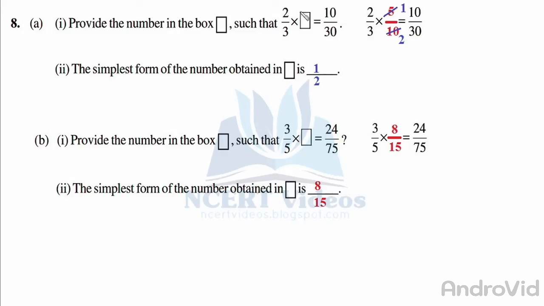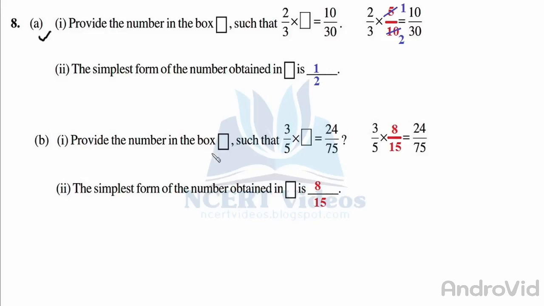So 2 over 3, what should be multiplied in order to get 10 from 2? It should be 5. 2 5s are 10, and you multiply 3 with 10, you get 30. Simple. Now 5 by 10 is not in simplest form. Cutting opportunity. 1 5 is a 5, 2 5s are 10. Therefore the simplest form is 1 over 2 in that box.